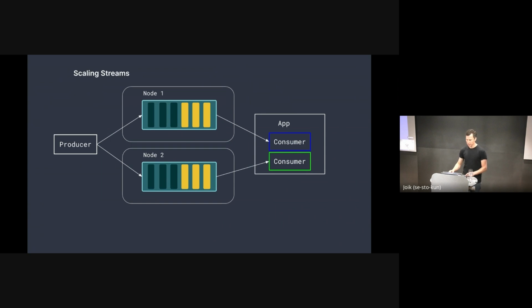Okay, scaling streams. Streams is about speed or throughput, so a high amount of messages. And in order to support that really well, you need to allow for scaling up to multiple nodes. RabbitMQ supports it using a feature called super streams, which allows you to group multiple streams into one group. So the producer and the consumer only see it as one stream, but it's actually multiple streams on different servers.